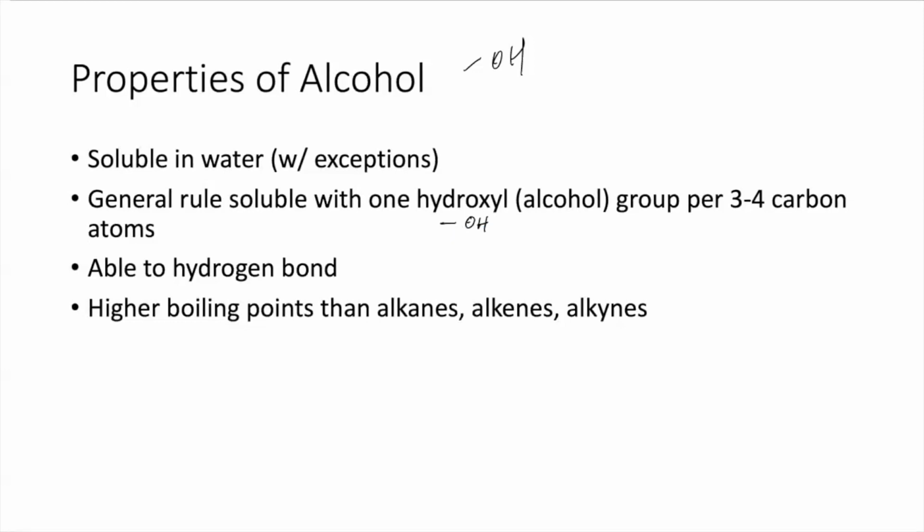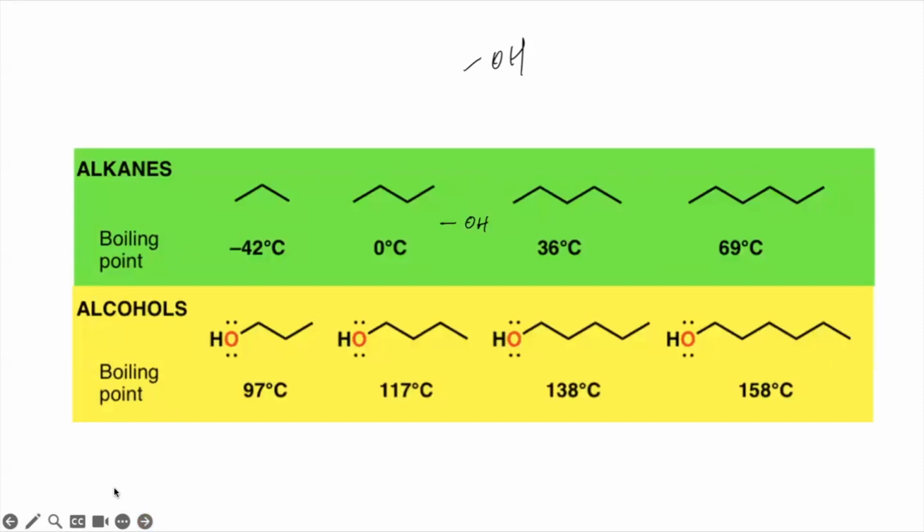This hydroxyl group makes it able to hydrogen bond, and it has a greater boiling point than alkenes, alkanes, and alkynes. And so I believe my next slide depicts that. Yeah. So here we have that same picture that I showed earlier. Now we have alcohols with the same number of carbons. So here we had 3 carbons, here we had 4 carbons. But we can see that as soon as we add this OH group, we dramatically increase our boiling point. Okay, so alcohols are more soluble and have higher boiling points.